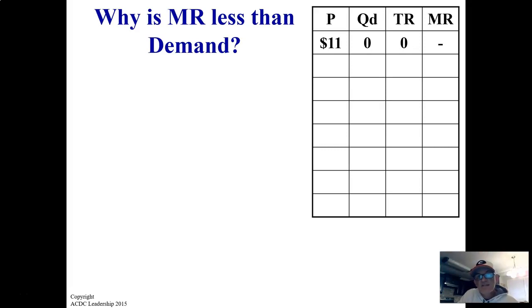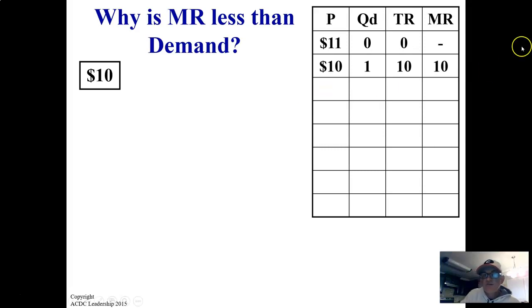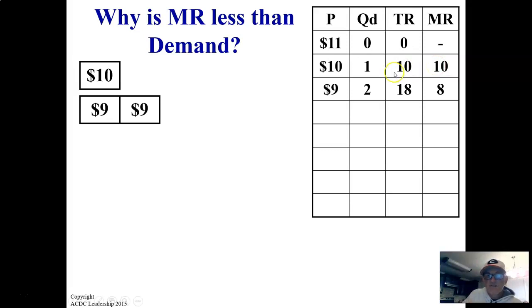If we notice our price is $11 for this particular item, nobody demands it, therefore our total revenue is 0, and we have no marginal revenue. Okay, to sell our first unit, we lower our price down to $10. Our total revenue is now $10, and our marginal revenue, we went from 0 to 10. Our marginal revenue is $10. And watch what happens. For that next unit, quantity demanded went up to 2. Our total revenue is now 18, or a marginal revenue, as we went from 10 to 18, our marginal revenue went up $8. Okay, so you might ask, why did this happen?